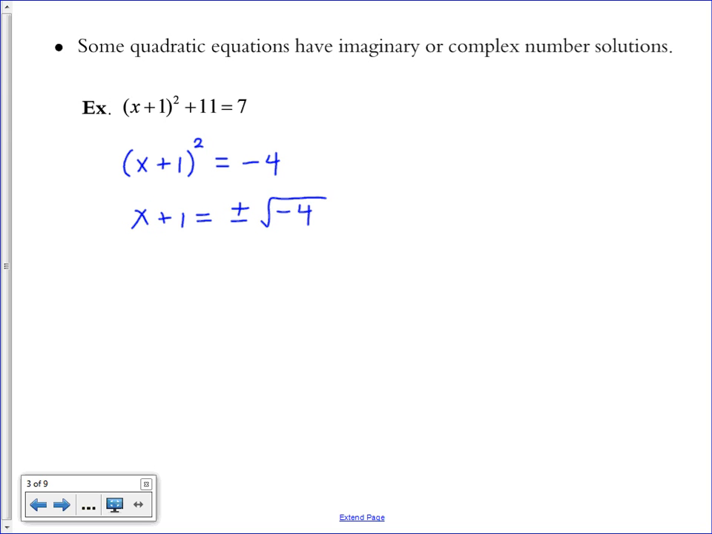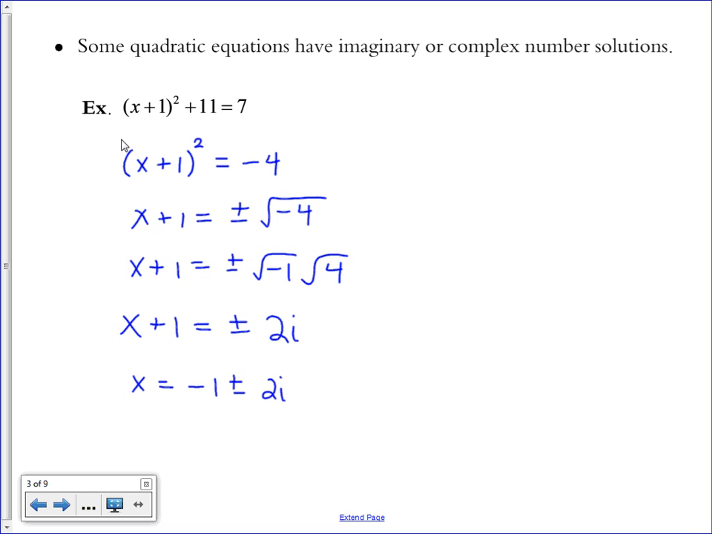Negative 4 underneath. When you're simplifying the square root of negative 4, you can think about it as plus or minus the square root of negative 1 times positive 4, because the positive 4 is not the part that's causing the issue. It's the negative 1 underneath the square root that's causing it to be imaginary. The square root of 4 is just 2. And the square root of negative 1, we rewrite as i, and it's conventional to put the rational number first, then i. And then we have to subtract the negative 1, so it ends up being negative 1 plus or minus 2i, with that minus 1 in front of the plus or minus sign.